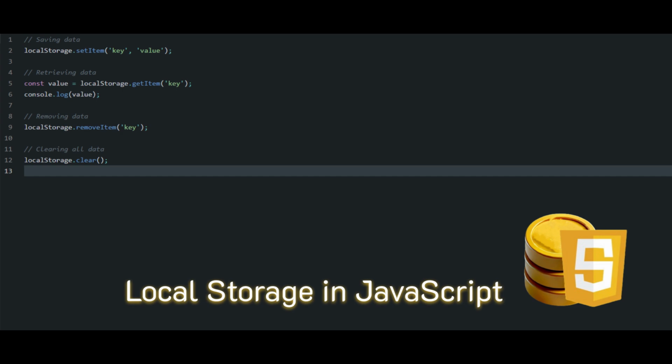As you see, we have the four most popular methods. The first method is named setItem, and this method will help us save our data. The next method is named getItem, and this method retrieves our data. And we also have a method to remove our data, named removeItem, and we can also use the clear method, which clears all our data.